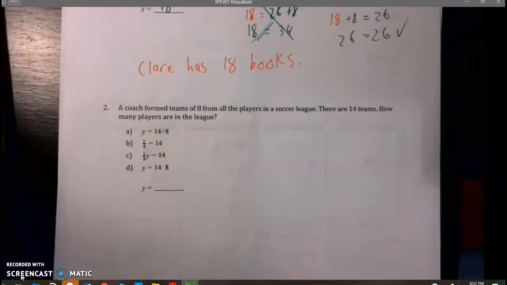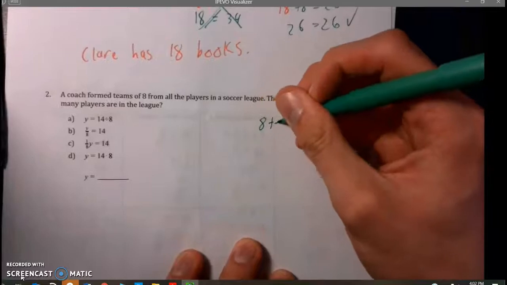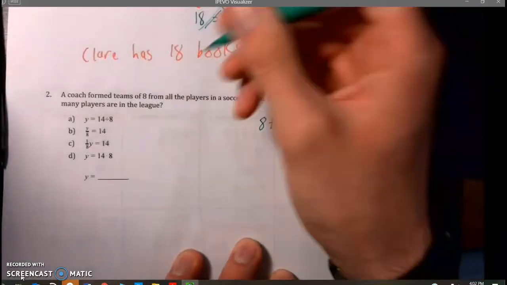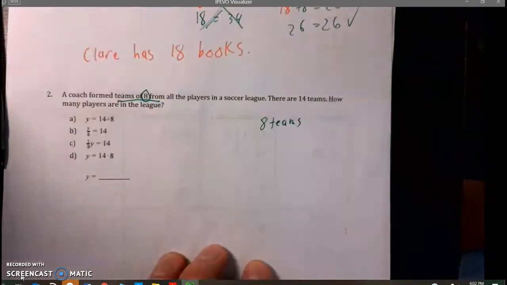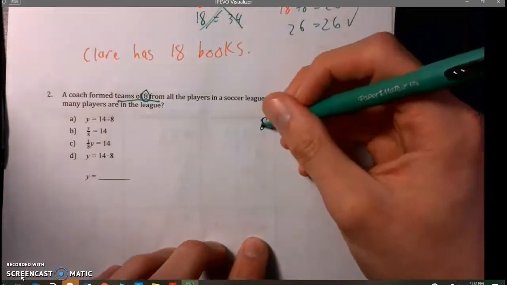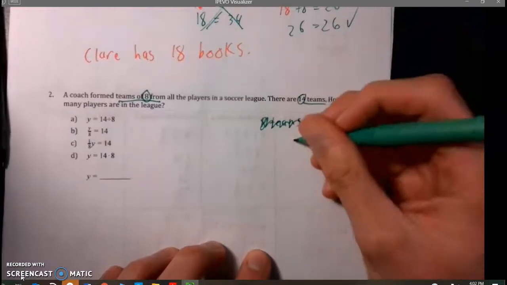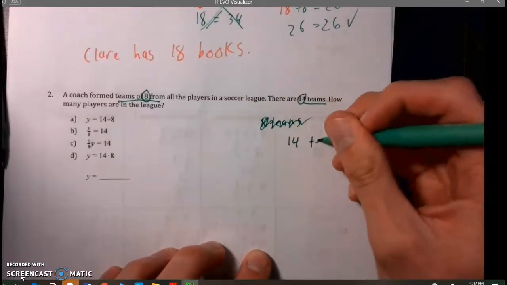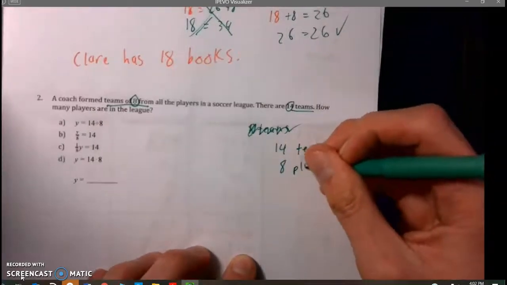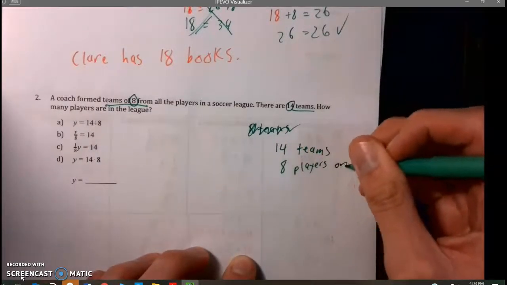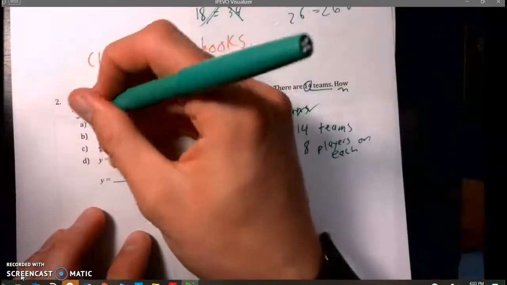So, I know there are 8 teams. Or, sorry. And look, I just made a mistake. Formed teams of 8. So, I actually made a mistake. So, there are 14 teams. My bad. So, 14 teams, 8 players on each, and we're looking for how many players are in the league.